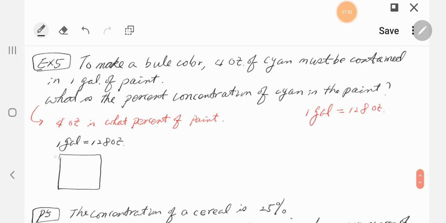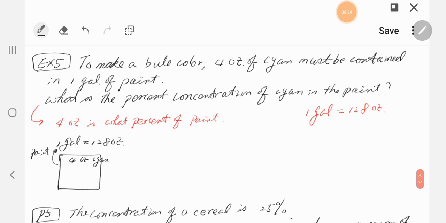So here's a paint, and this paint contains 4 ounces. Among these, 4 ounces is cyan. So altogether is 1 gallon, and this is cyan, 4 ounces of cyan, right? So out of this 1 gallon, 4 ounces is cyan. And we want to find the percent concentration of the cyan in the paint.